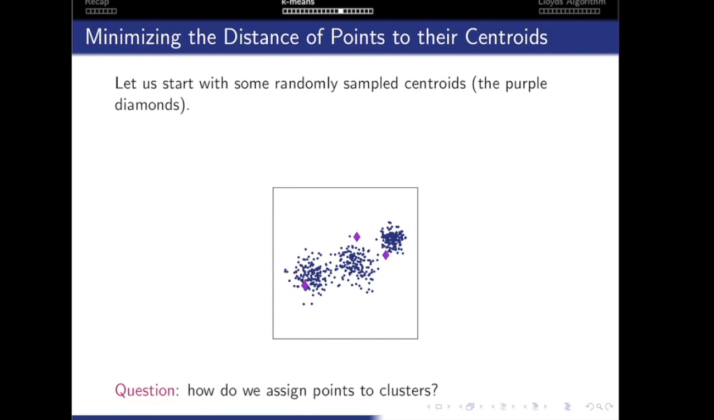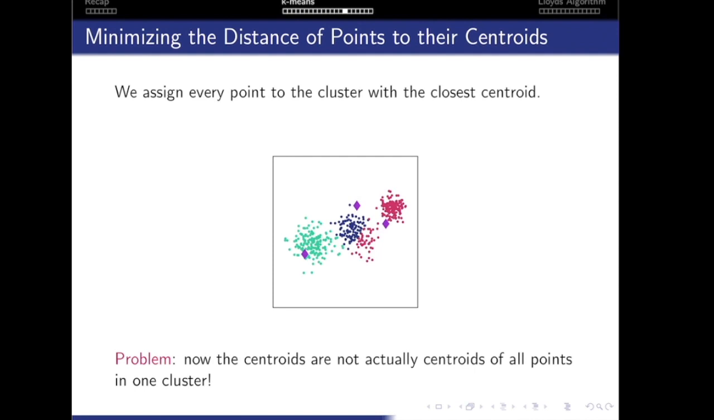So the objective here is to minimize the distance of points to their centroids. And now let's just assume that we have some randomly sampled centroids. So these are here the purple diamonds. And the question is now, how do we assign points to clusters? So if we want to minimize the distance of points to their centroids, how would we assign points to clusters? Well, the solution, you probably have guessed, is that we assign every point to the cluster with the closest centroid. So if we want to minimize the distance of points to their centroids, then we should always just assign the point which is closest to the corresponding centroid to this cluster, right?